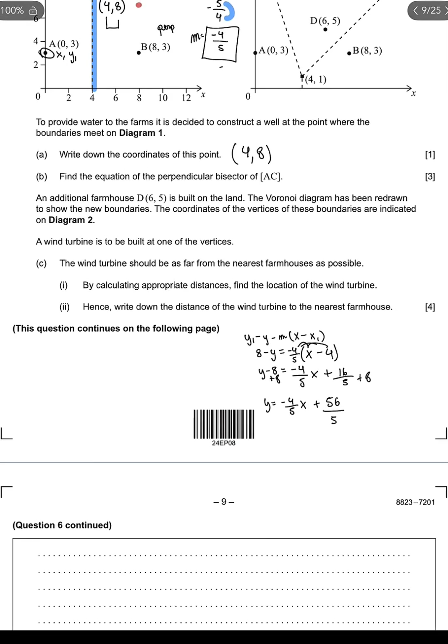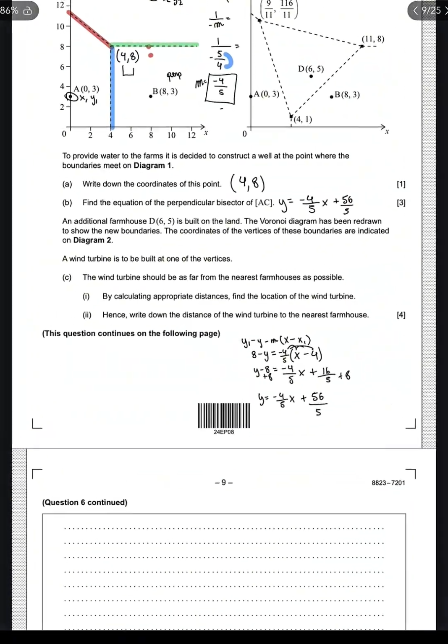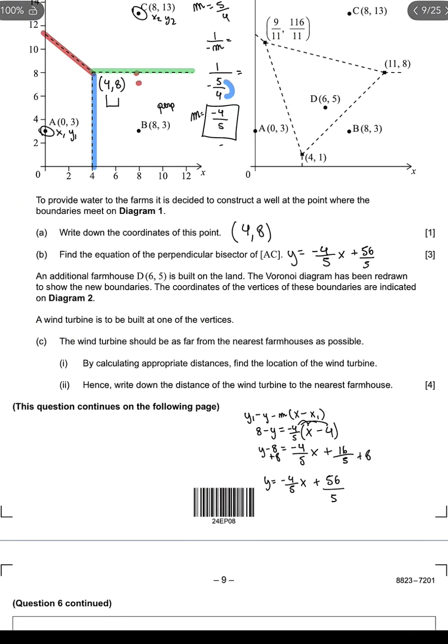So the equation of the perpendicular bisector is y equals negative 4 over 5 x plus 56 over 5. Now, an additional farmhouse D is built on the land. The Voronoi diagram has been redrawn to show the new boundaries. The coordinates of the vertices of these boundaries are indicated on diagram 1.